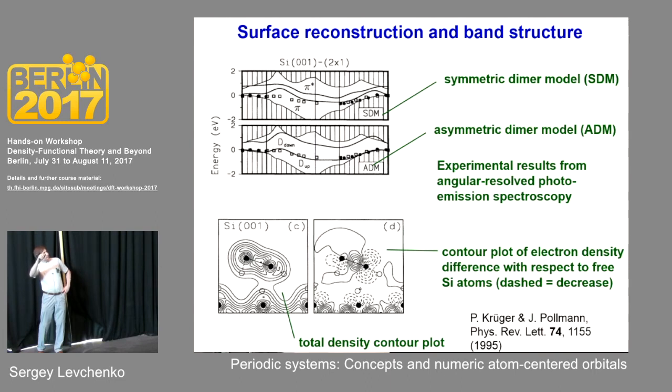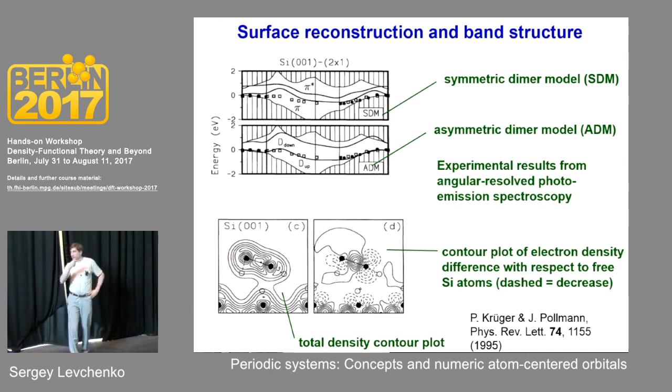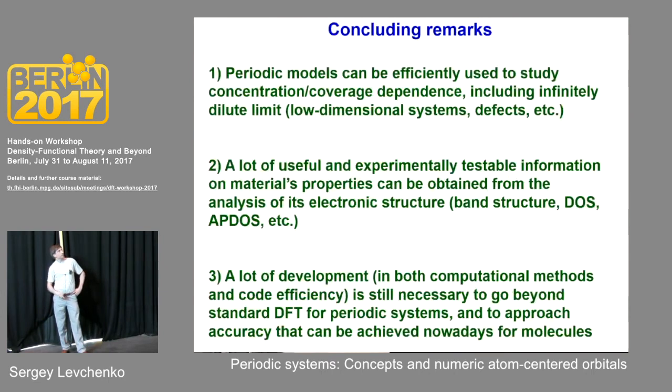reconstruction. And we can see that if we try to compare the symmetric dimer model to experiment, it does not fit very well. But if we actually use the asymmetric model, then the fit to these results measured with photoemission spectroscopy is actually much better. So by comparing these results, we can conclude that there is a dimer reconstruction at the surface.